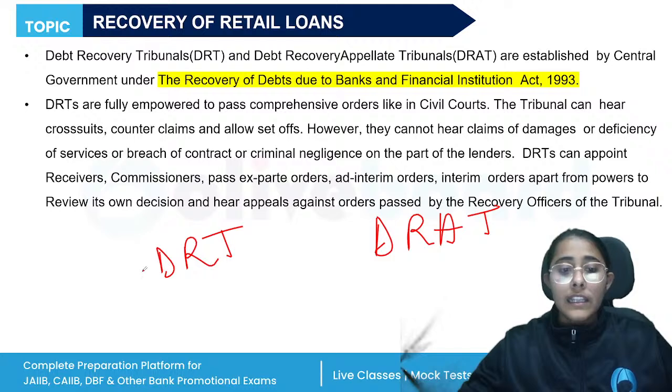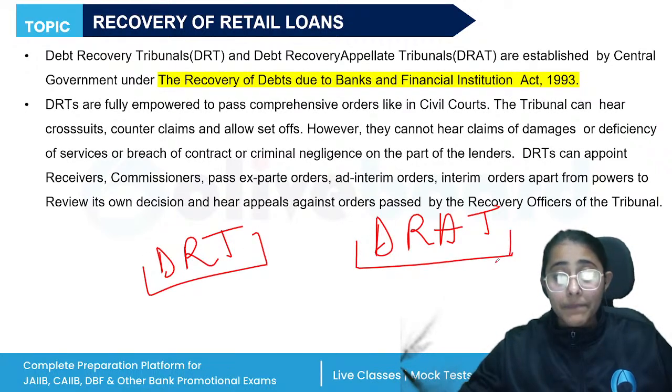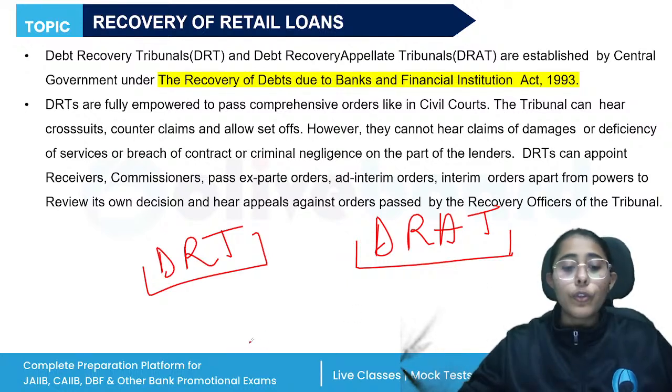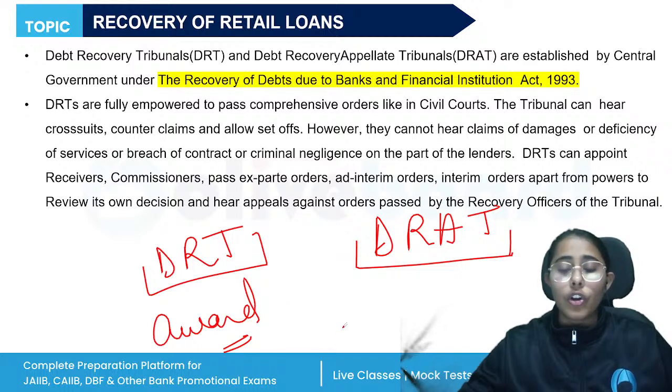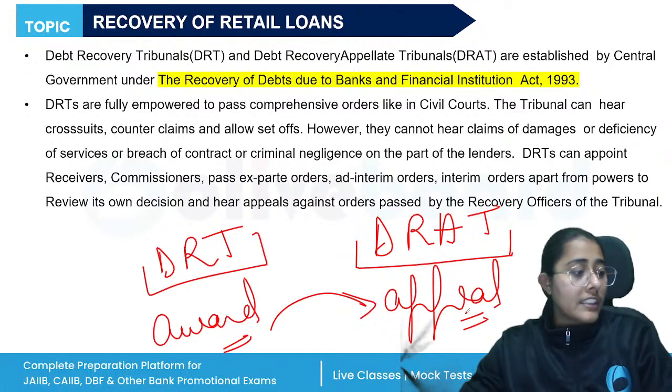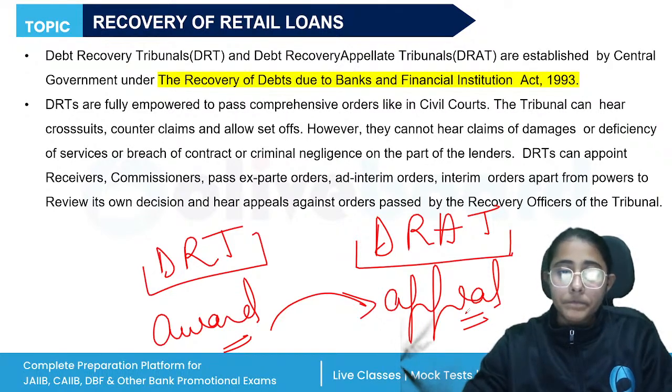The DRT, when an application is filed by the secured or by the bank, not the secured creditor but by the bank, for the recovery of a debt, they are going to pass an order, and if any person is aggrieved by this order, they can file an appeal with the DRAT within the specified time period following the specific procedure. So the DRT and the DRAT also work.